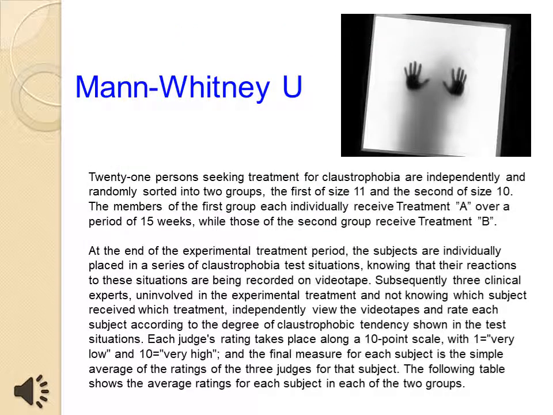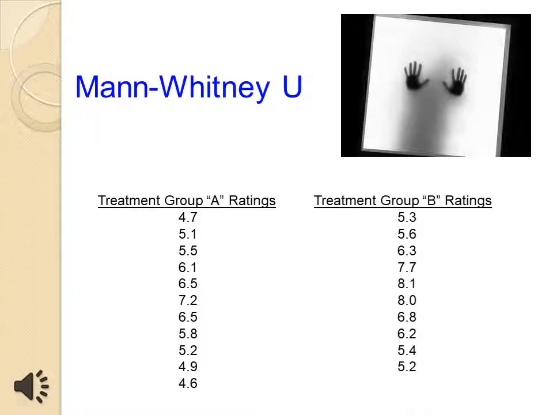Here is an example of a study where ratings are used on a scale of 1 to 10 with two different groups of subjects. Therefore, the variables are ordinal in nature, and to compare the two groups, we must use the Mann-Whitney U-test. Pause the presentation and take time to read about the study before continuing to the next slide. When the rankings from the three judges are averaged for each subject, these final ratings are obtained.